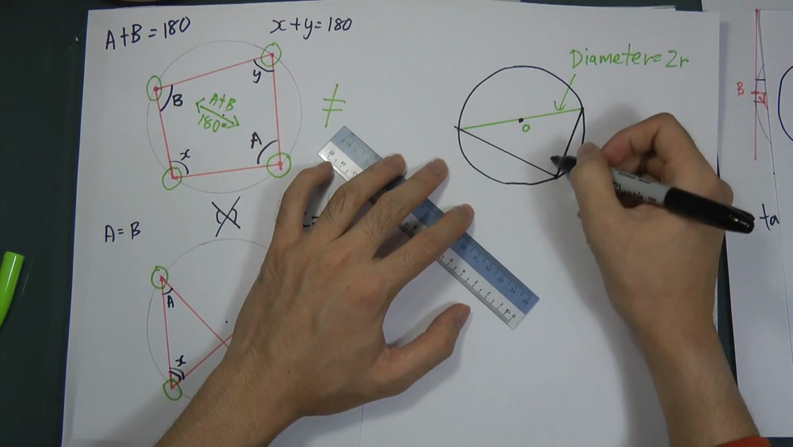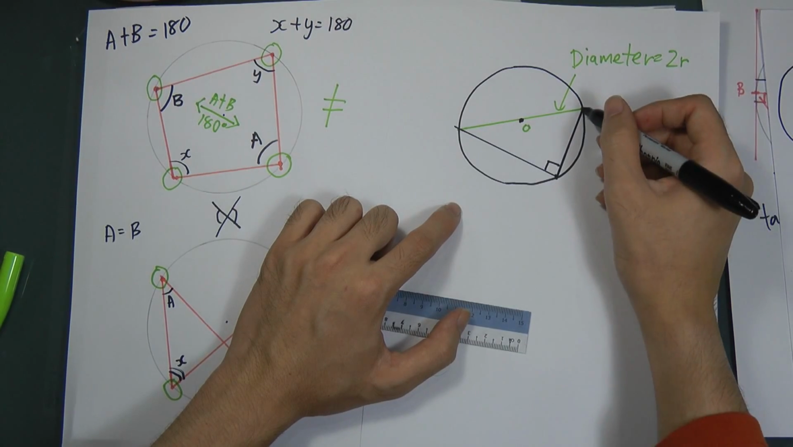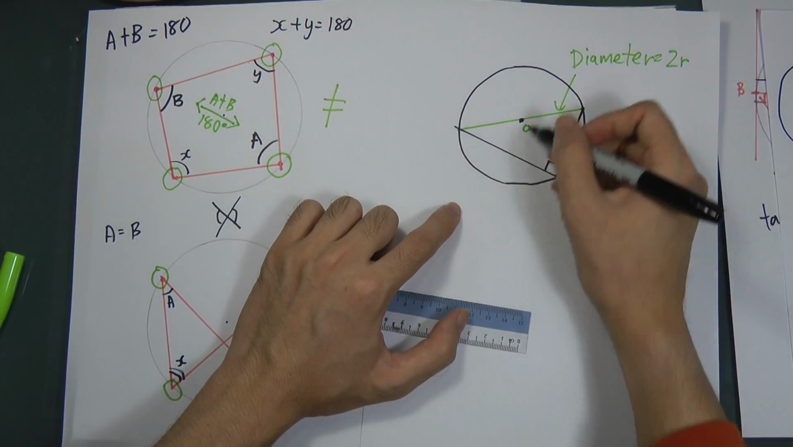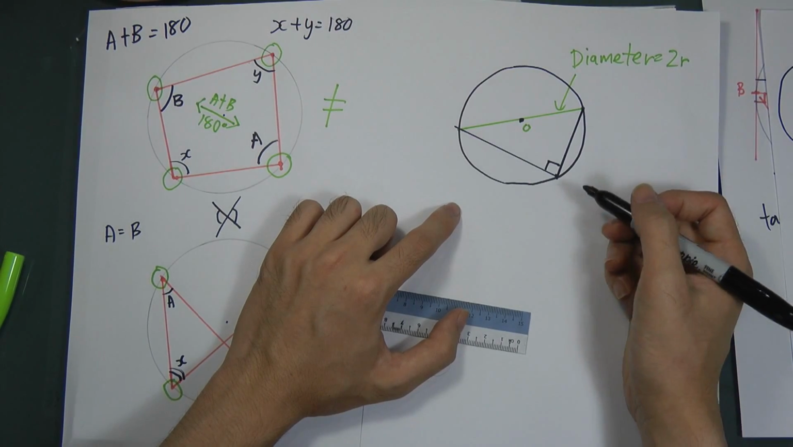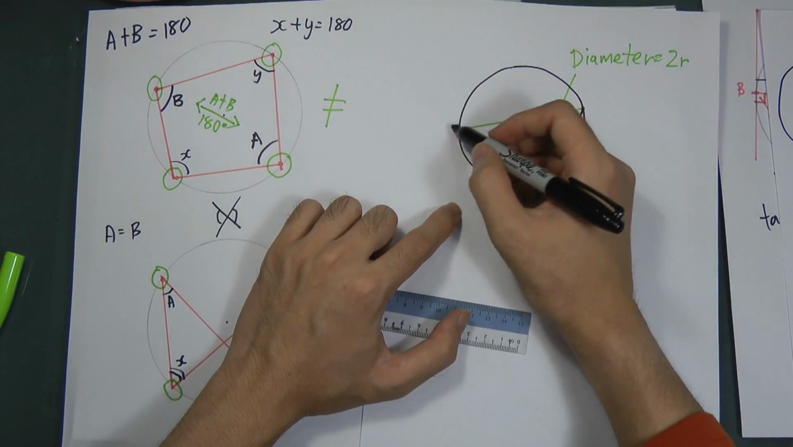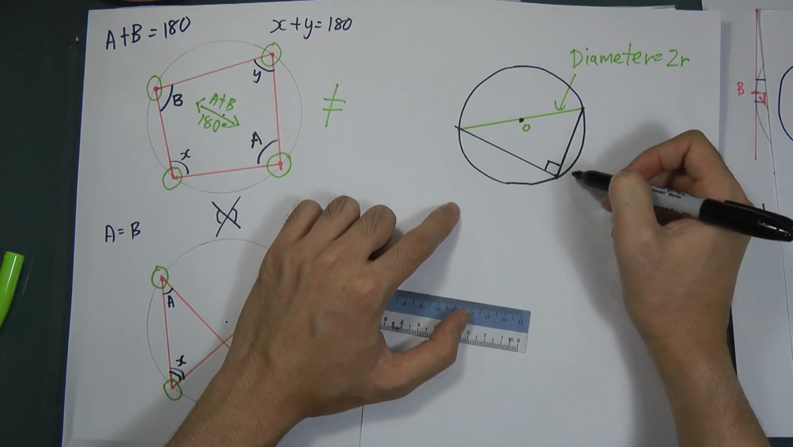The opposite angle, this one is the 90 degree. It's a must. No matter where I connect this line, over here or over here or over here, I will form a 90 degree. Whenever a triangle is formed by the diameter, the opposite of all, this one is 90 degree.